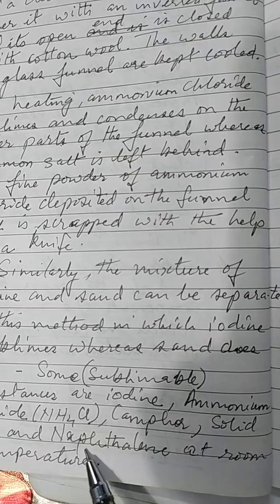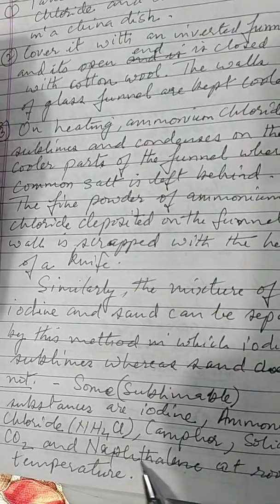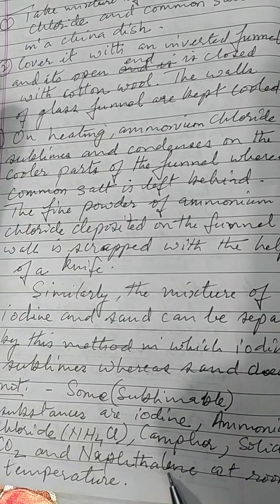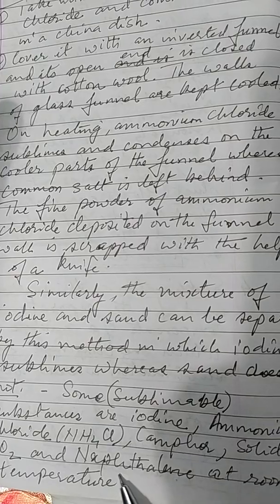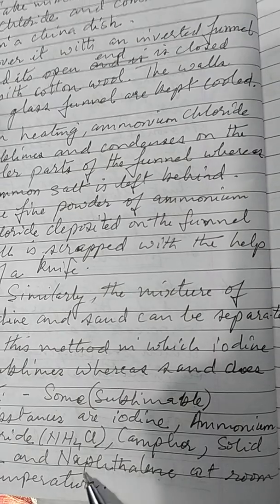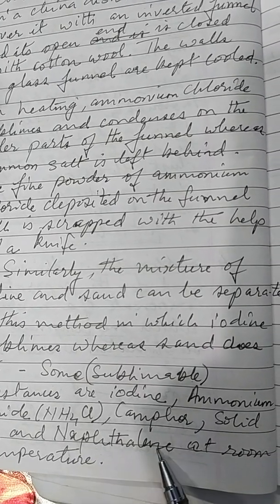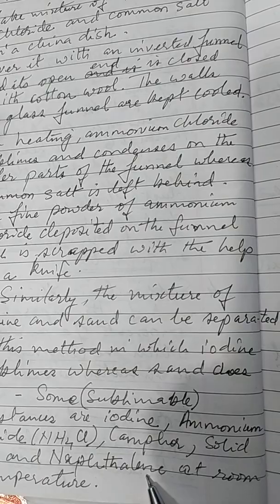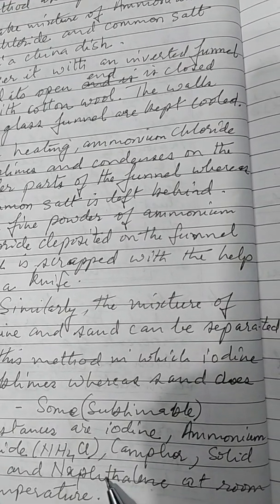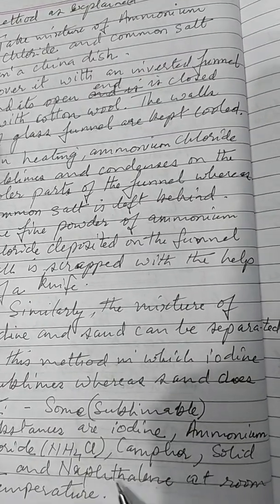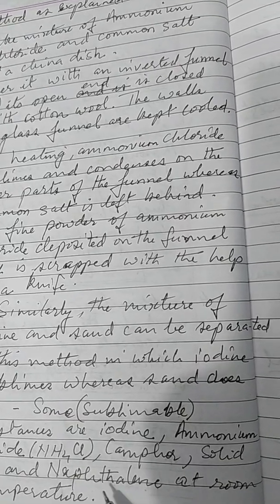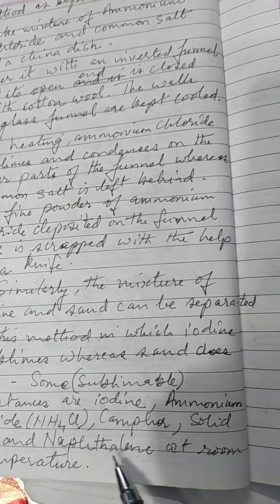These also sublime. You must have seen, children, the naphthalene balls which are put in your woolen clothes after winter is over so as to preserve them against insects. You will see that in the next year, when your woolen clothes are taken out during winters, the naphthalene balls have reduced down to very small particles. So this shows that sublimation has taken place, because naphthalene sublimes at room temperature.